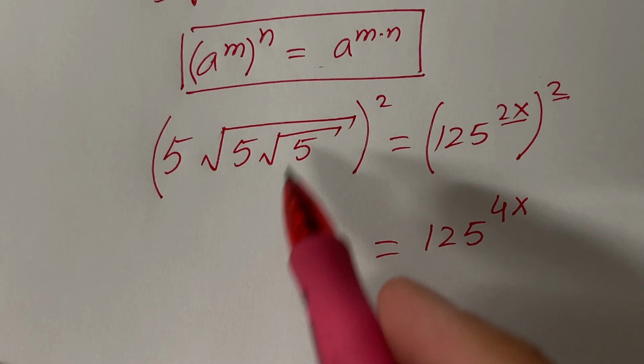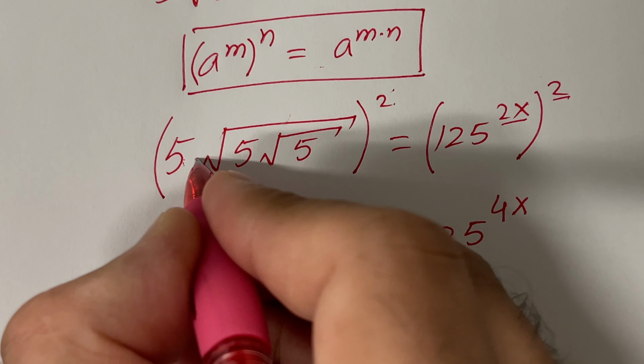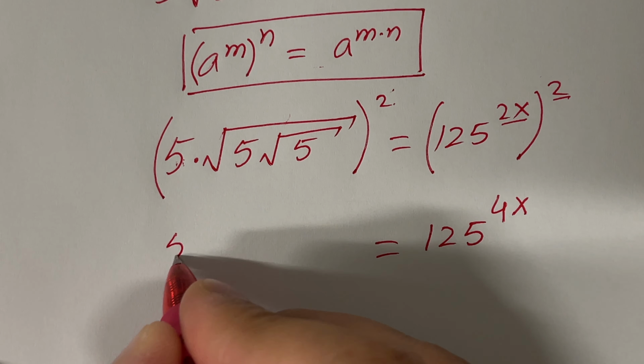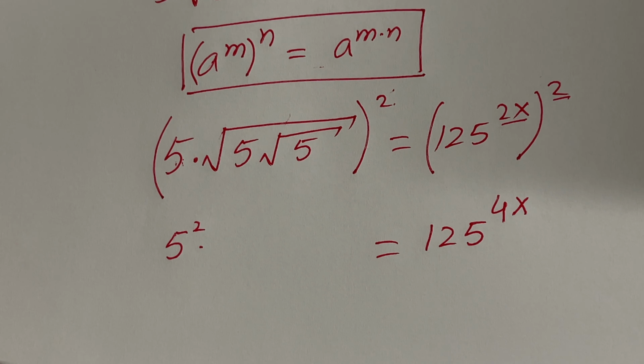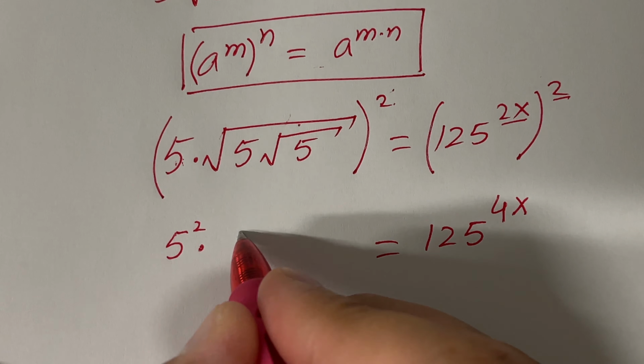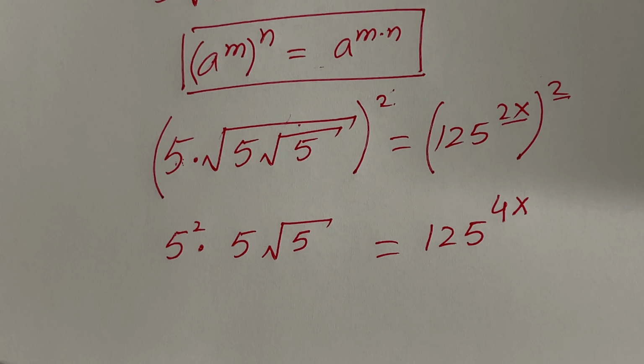And on the left hand side, you cannot just cross out these two guys because you have a 5 here and there is a multiplication sign between them. So you have to take the square root of 5, and once you take the square root of 5, then this guy and this guy will be cancelled and you will have 5 times square root of 5.